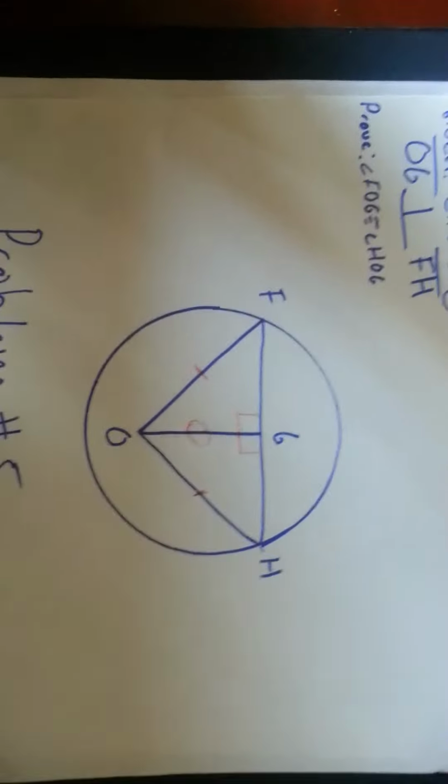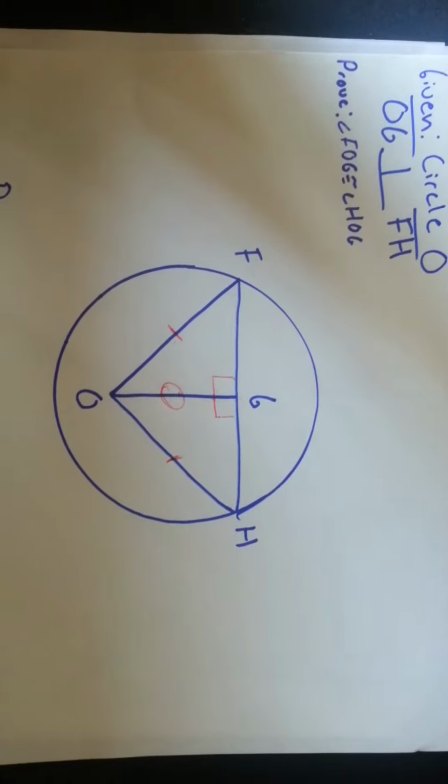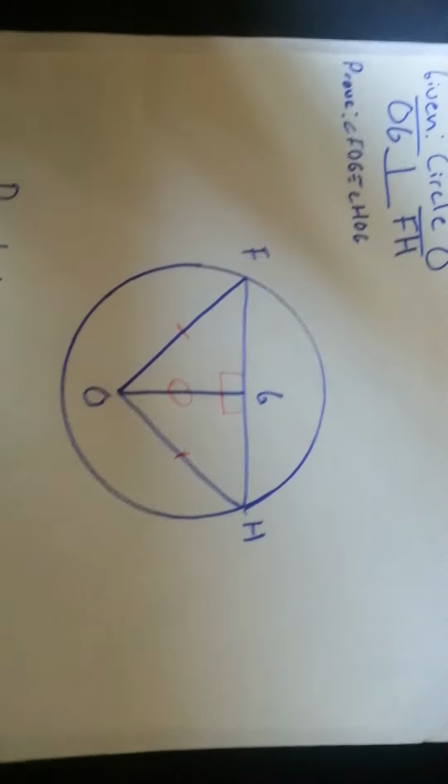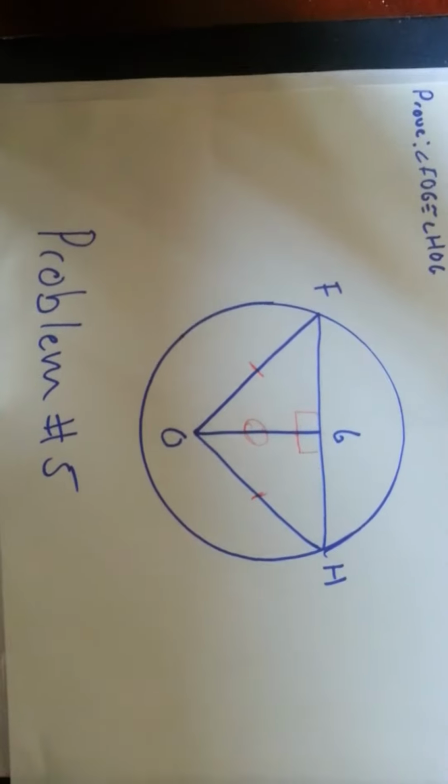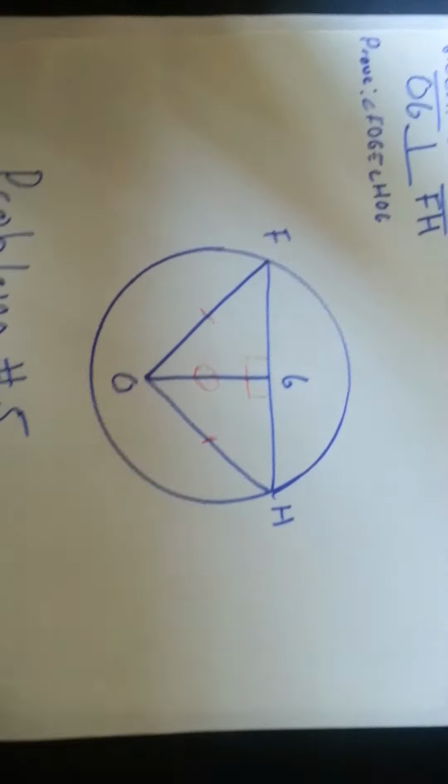But that's not what we're trying to prove. We're trying to prove that angle FOG is congruent to angle HOG. And you know that because of CPCTC, or corresponding parts of congruent triangles are congruent.